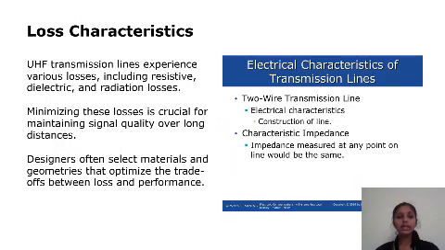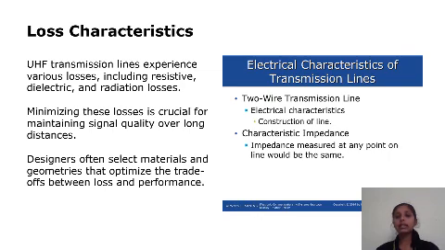Loss characteristics. UHF transmission lines experience various losses, including resistive, dielectric and radiation losses. Minimizing these losses is crucial for maintaining signal quality over long distances. Designers often select materials and geometries that optimize the trade-off between loss and performance.